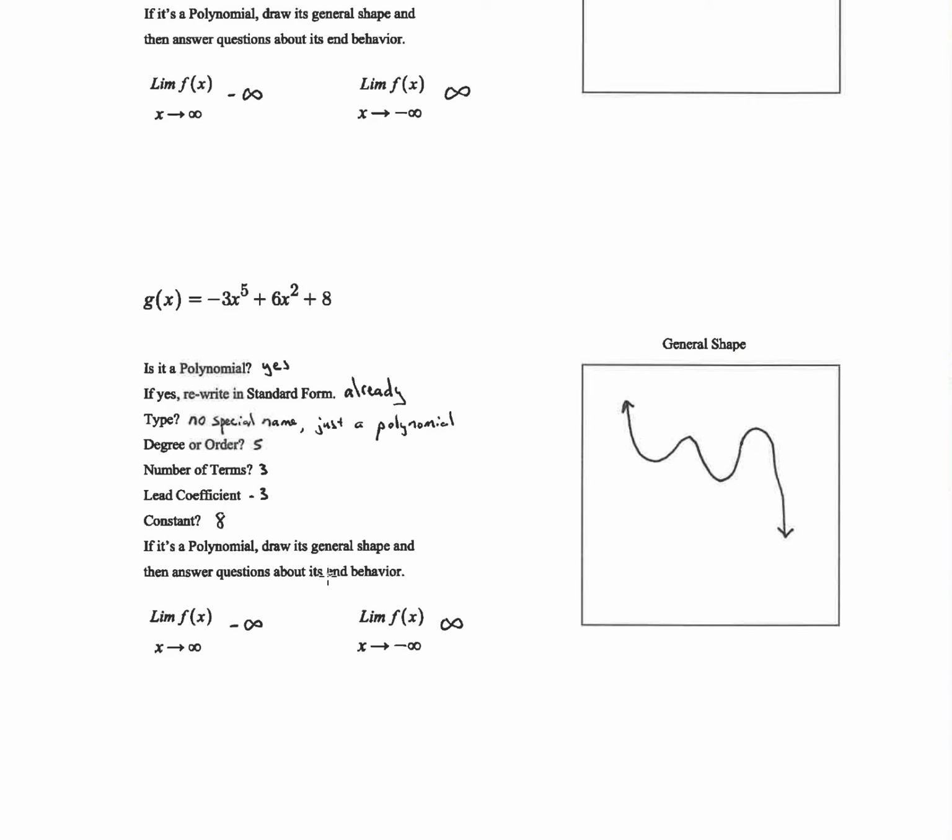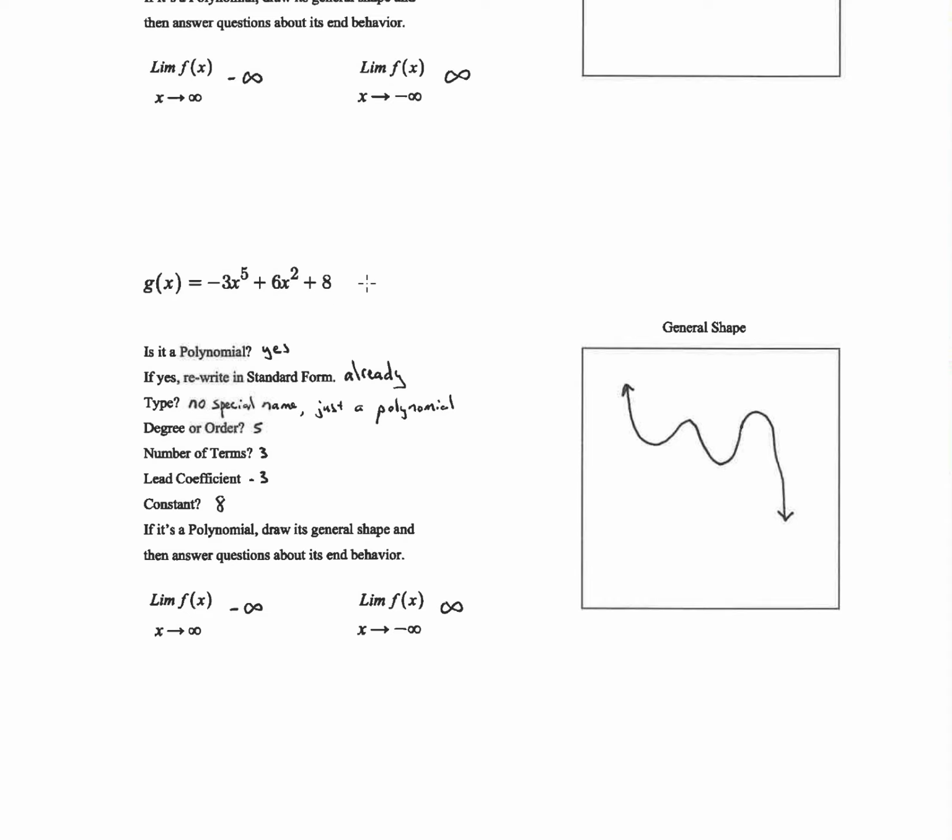This g of x, this is going to be a negative x to the 5th. It's a polynomial. It is already in standard form. There's no special name for anything higher than a quartic. So this is just generally just a polynomial. It is order 5. It's got 3 terms. The lead coefficient is a negative.